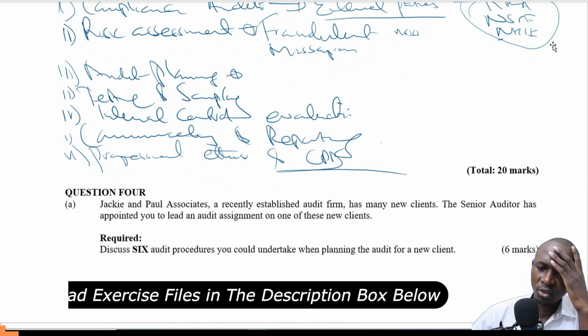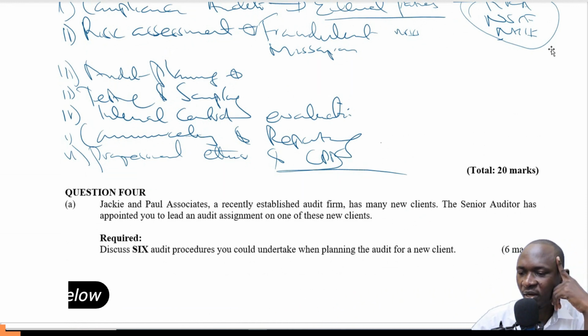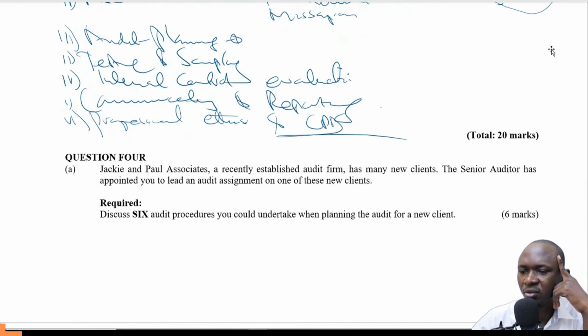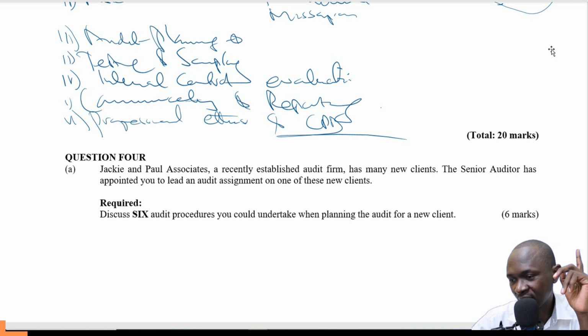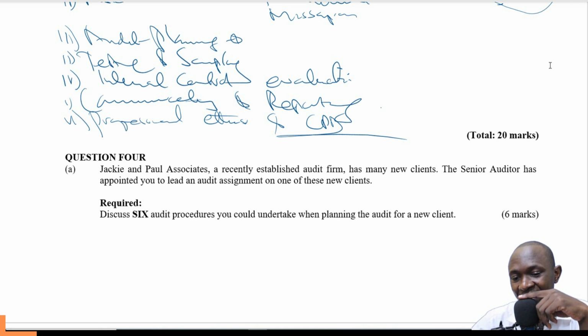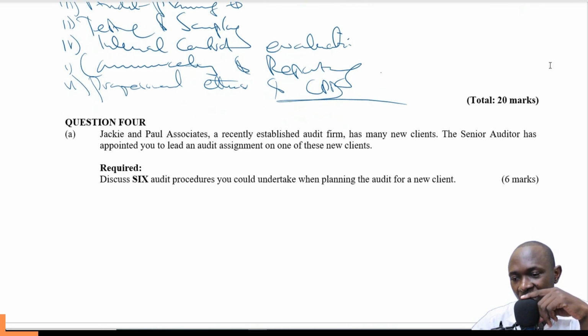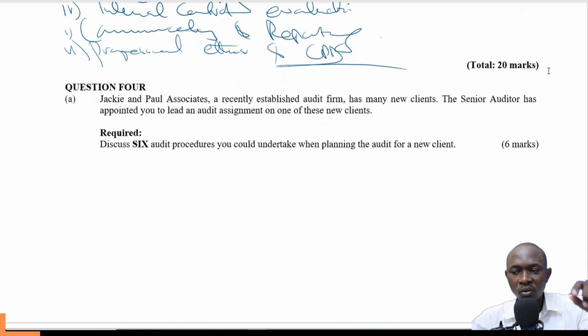Jackie and Paul Associates, a recently established audit firm, has many new clients. The senior auditor has appointed you to lead an audit assignment on one of these new clients. Now, discuss 6 audit procedures you could undertake when planning the audit of a new client.